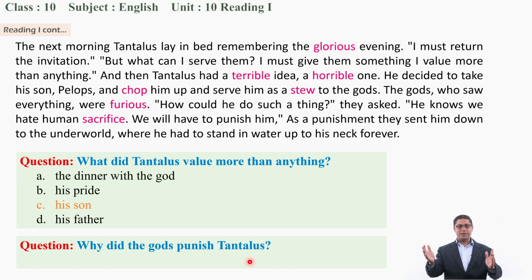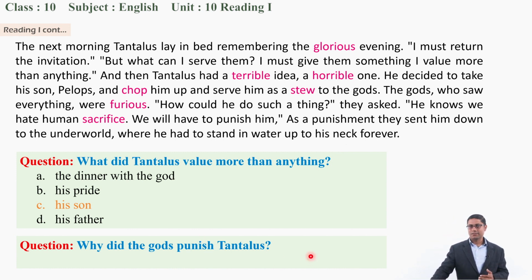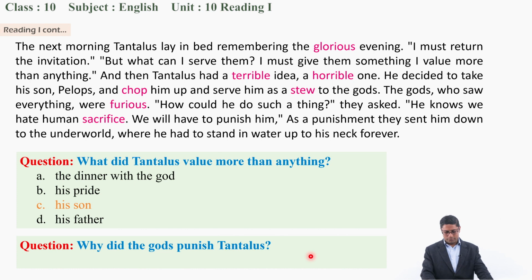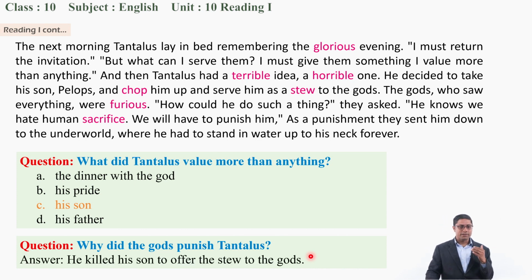Okay, we discussed the punishment given to Tantalus by the gods. He had to stand in water up to his neck forever. That was the punishment. So why did the gods punish Tantalus then? Can you tell me? All right, they punished him because he killed his son to offer the stew to the gods. That's why he was punished.